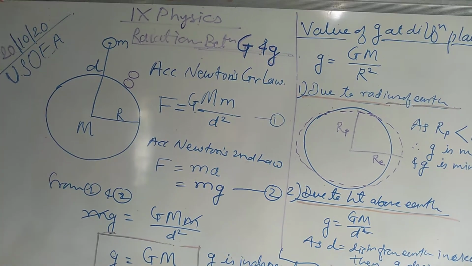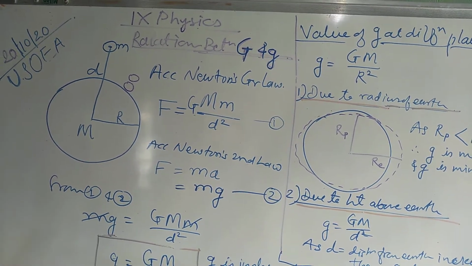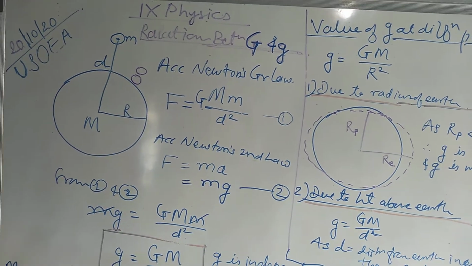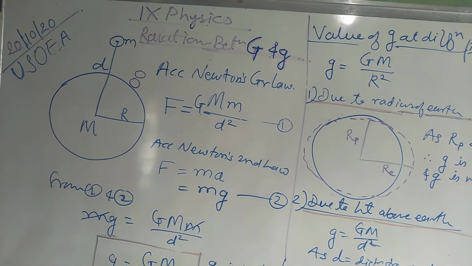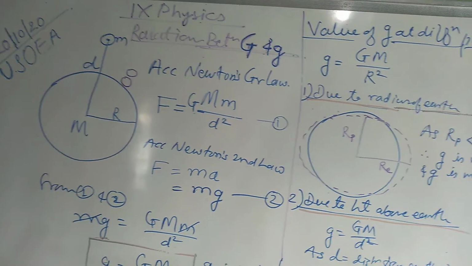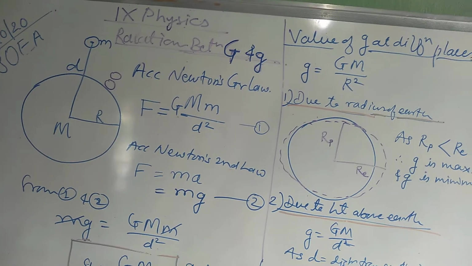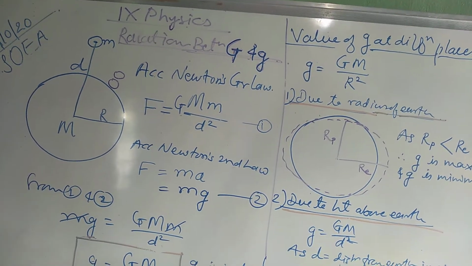Students, today we are studying the relation between capital G and small g. Before studying this, there are some points you should know: free fall, what is capital G, and what is small g. These we have already studied in detail in the last lecture. Now I am just going to give you some of the definitions.